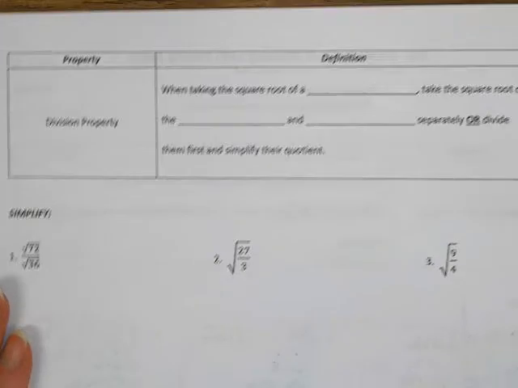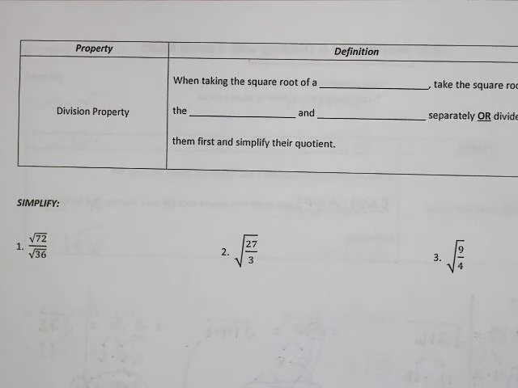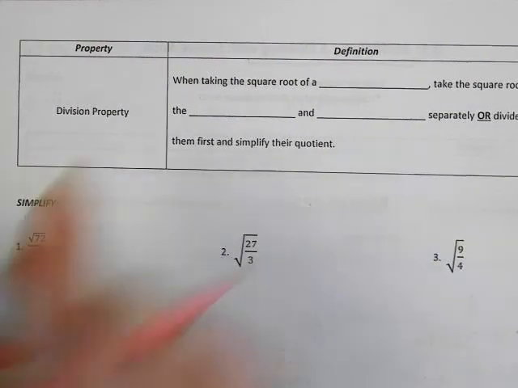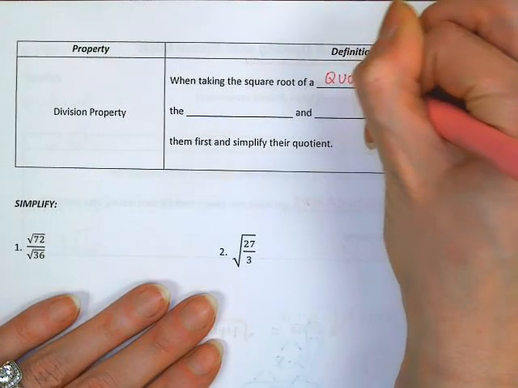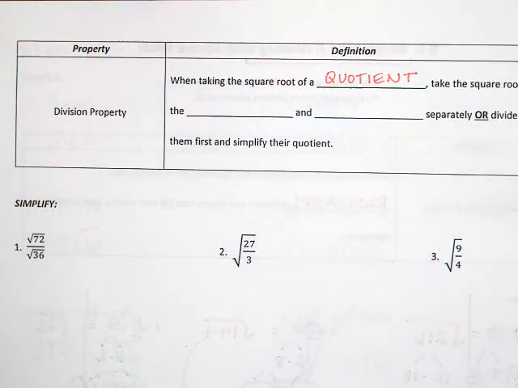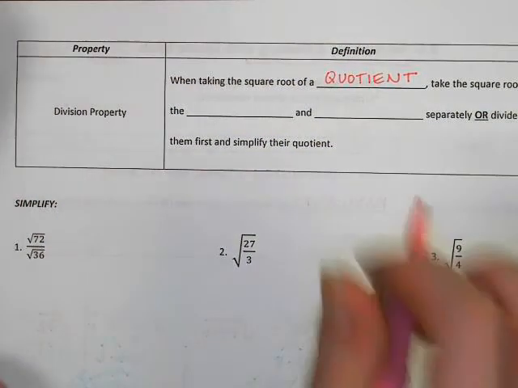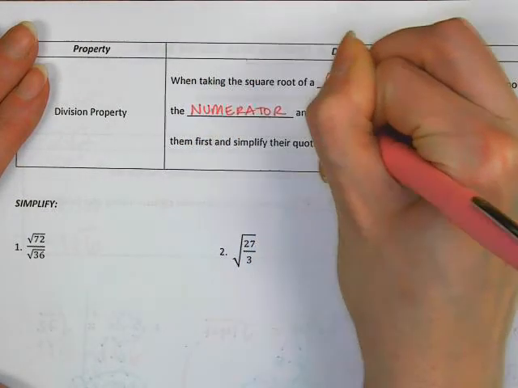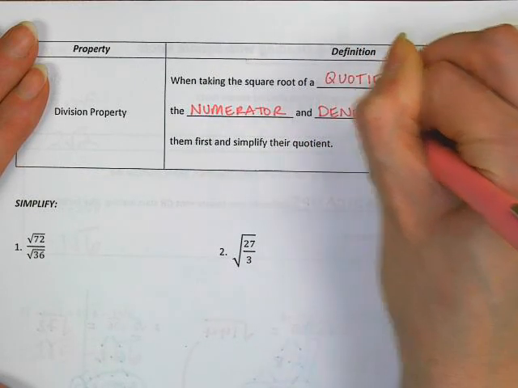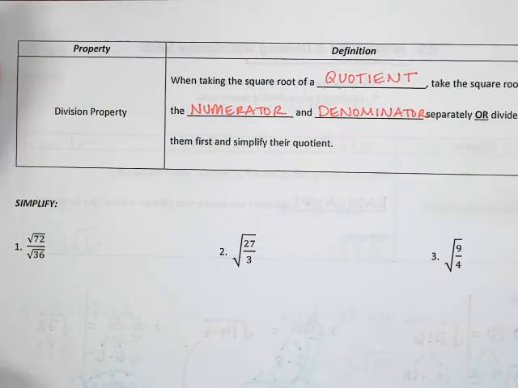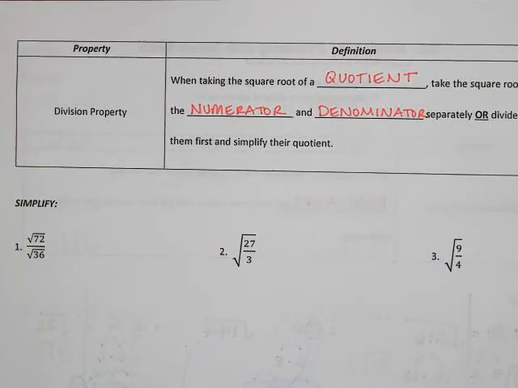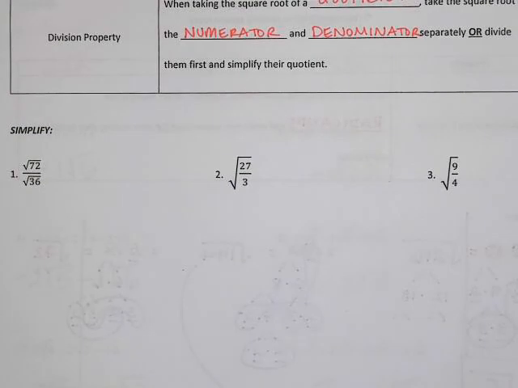Dividing is kind of similar. When you're dividing with roots, so when taking the square root of a quotient, so quotient means dividing, you can either take the square root of the numerator and denominator separately, or divide them first and then simplify that quotient. And again, I'll show you both ways.